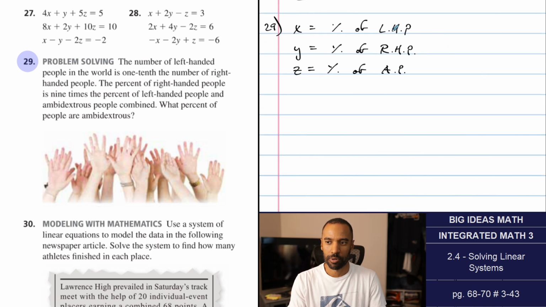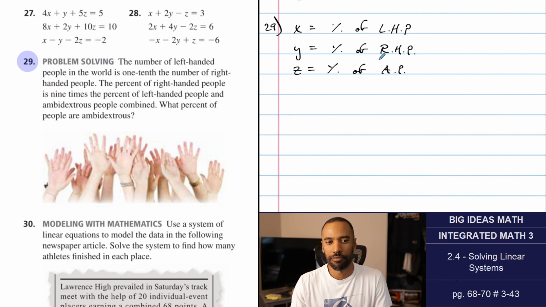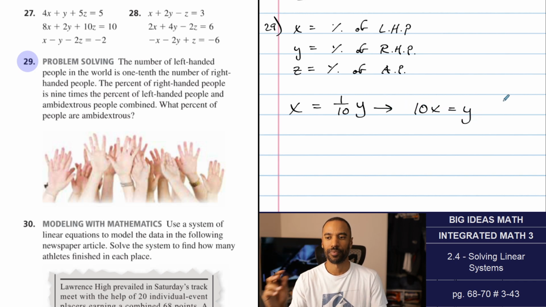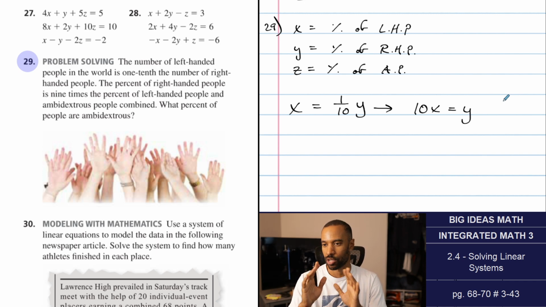Okay, and I think these are in percentages that we do them. The number of left-handed people is 1/10 the number of right-handed people. If I don't want a fraction here, I'm going to multiply both sides by 10 and say 10x equals y, okay? Y equals 10x is another way I can say that. This is a substitution case I can use here.